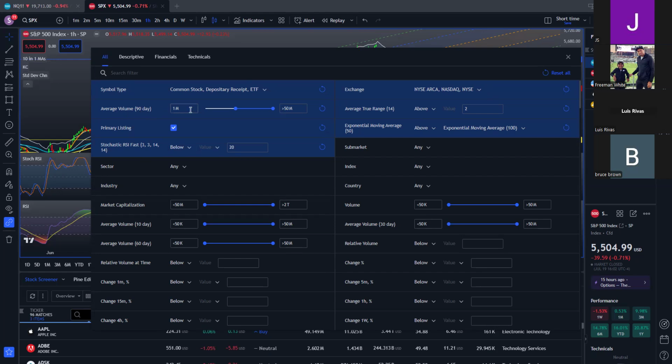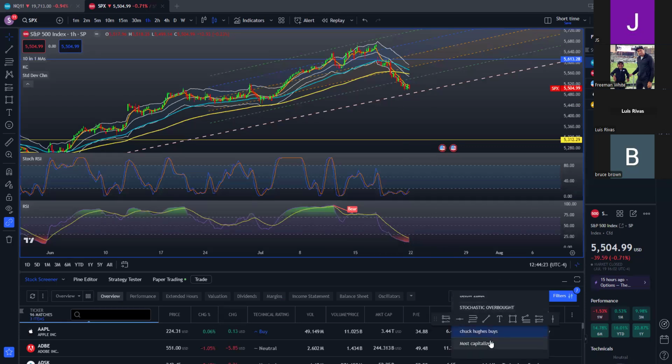At 90 days average, I want at least 1 million volume per day. I want the stochastic below 20 to give us a good vibe of it being oversold. I still want my average true range to be at least 2, so these stocks move at least $2 a day and we're really looking good on our options. Then I put the 50 moving average above the 100. It's very simple. I called it my Chuck Hughes buy signals. And just the opposite, the only thing I change is the 50 below the 100 and the stochastic above.